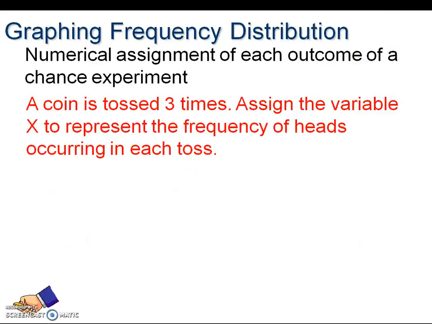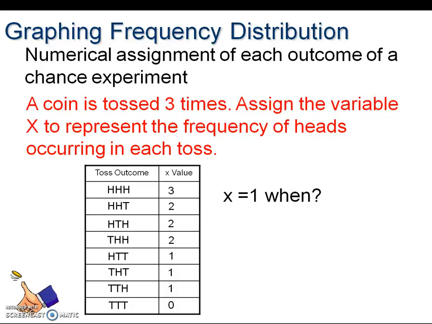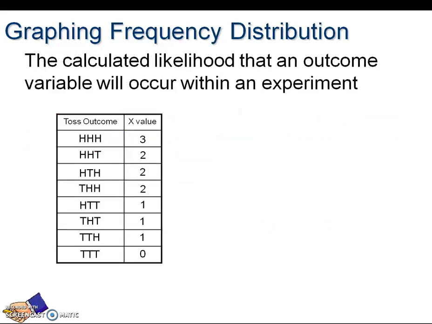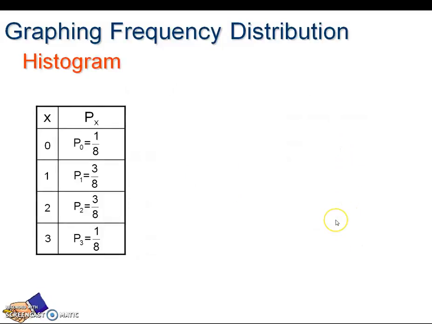So then we have graphing frequency distribution. A coin is tossed 3 times, assign the variable to its representation. So we look at our different possibilities, and we can assign when heads comes up. So we can look at graphing the frequency variations. So we have 3, 2 sets of 2, 3 sets of 1, and 0. And so we can look at the probabilities here, 1/8, 3/8, 3/8, and 1/8.